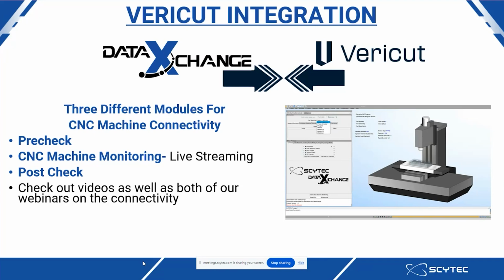And I'm going to get into a little bit more about how this post-check feature has also paved the way for future DataXchange releases in just a second. But to sum up how this Vericut integration works, Vericut is able to access the real-time data and analytics that DataXchange pulls off of the machines. And as I mentioned earlier, this is going to help manufacturers get the most accurate digital twins possible.